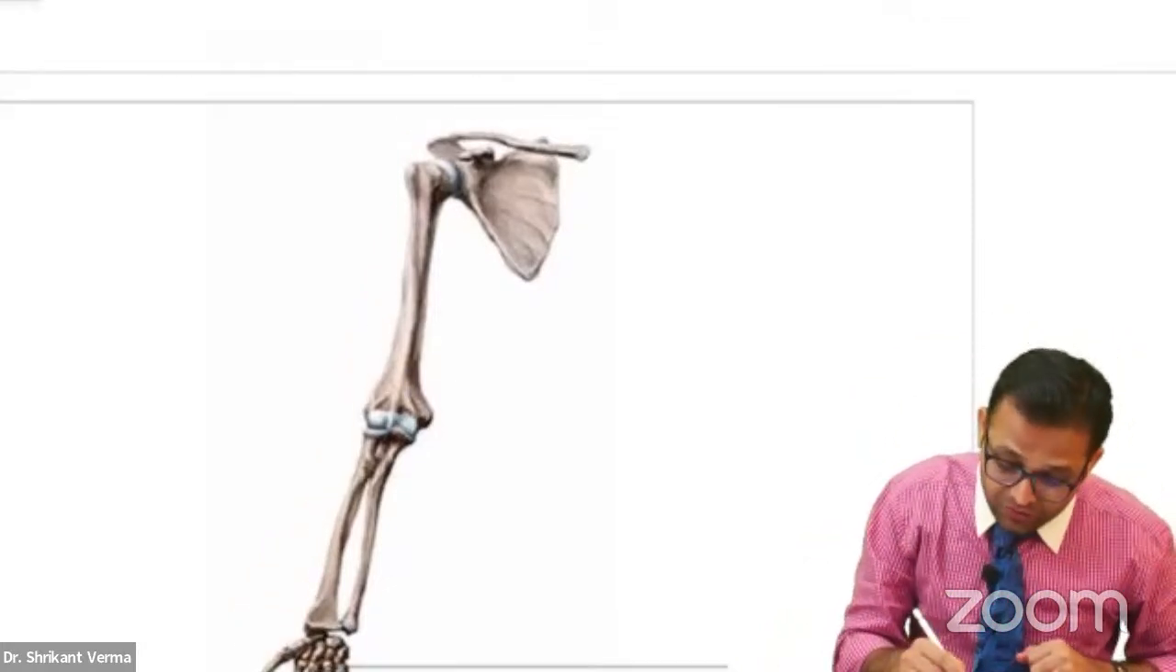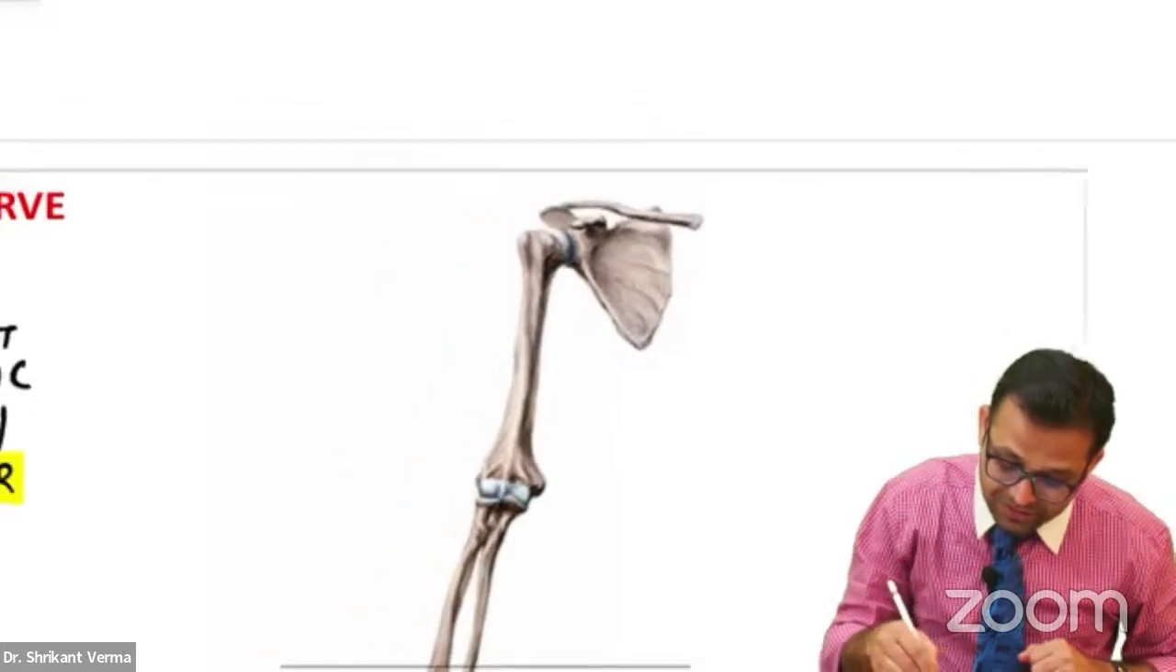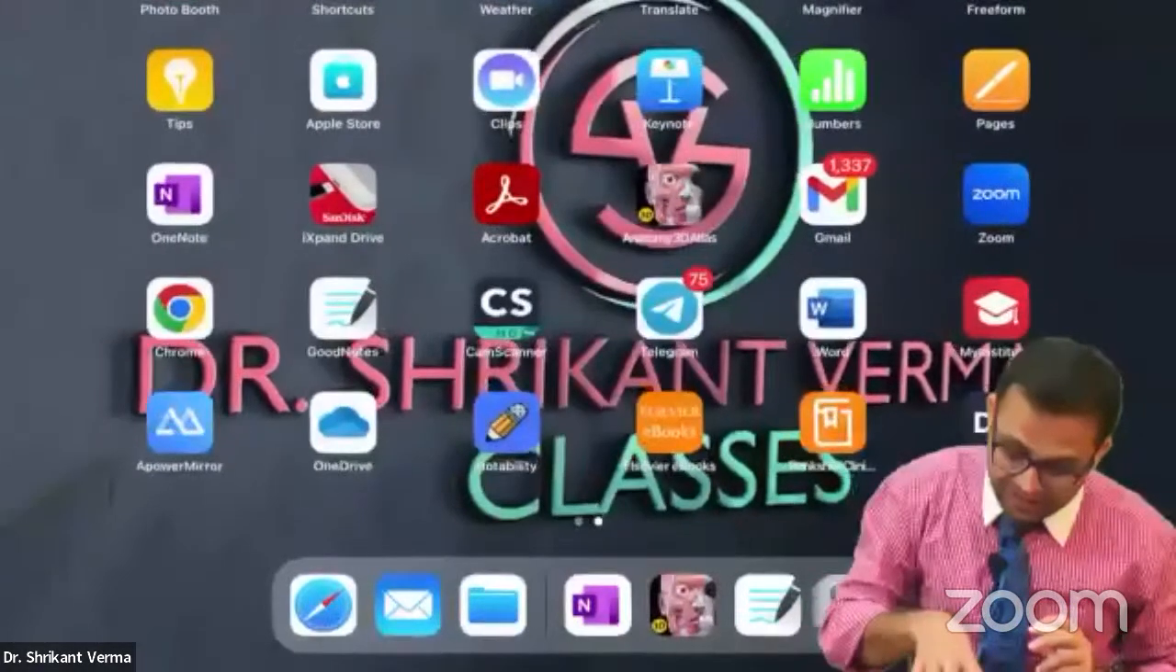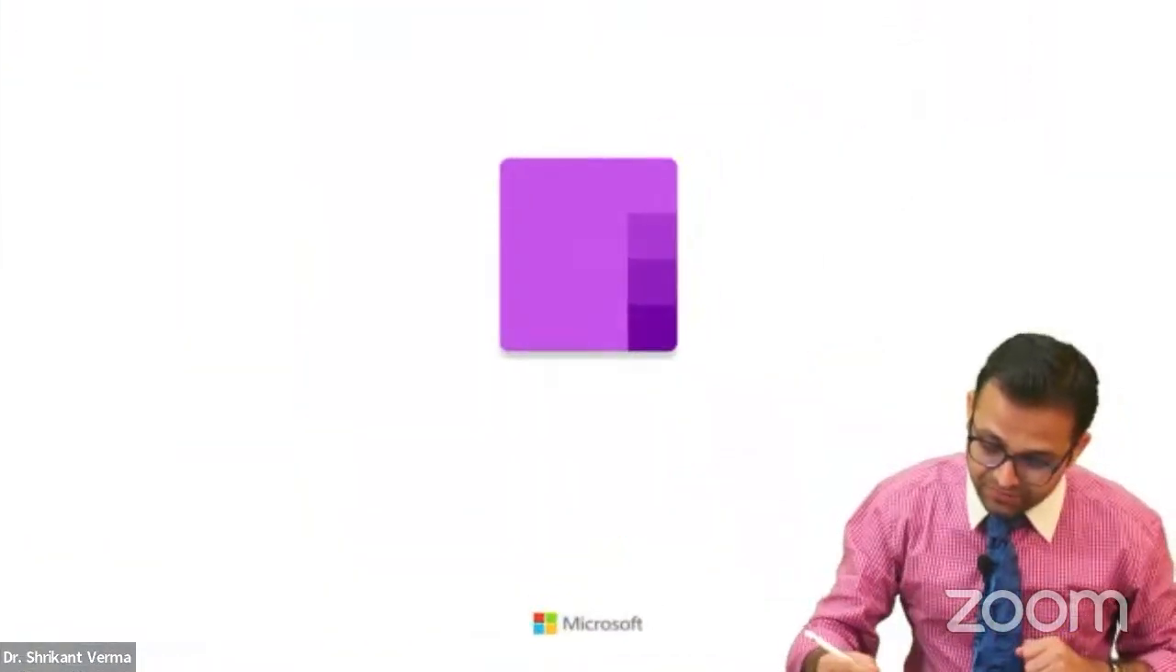Okay sir, so what I want to tell you, median nerve. Sir, this median nerve is having the two roots. One simple diagrammatic presentation, quick revision for your exams.